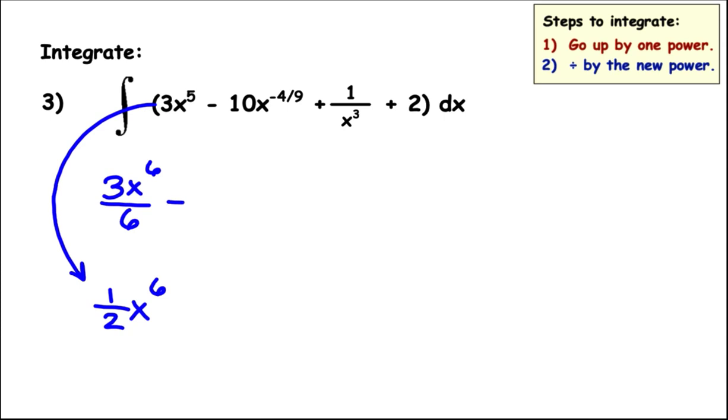All right, minus 10. I'm going to turn that into 10/1 because I see fractions coming. X to the... go up by a power. I have to add 9/9 to that, so it's going to be positive 5/9. I have to divide by that new power. Dividing by 5/9 is the same as times 9/5.